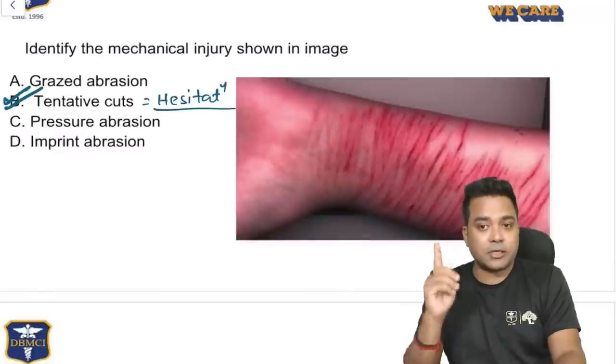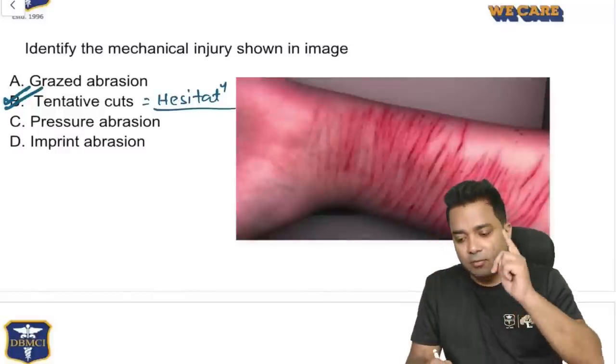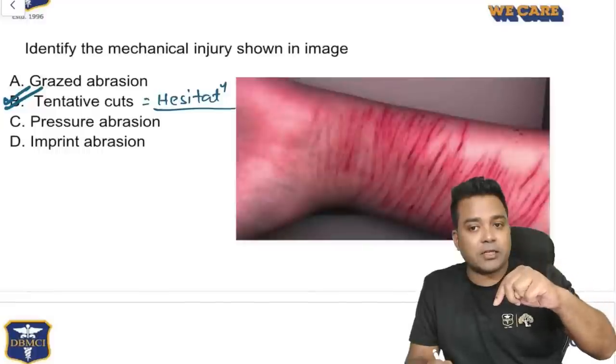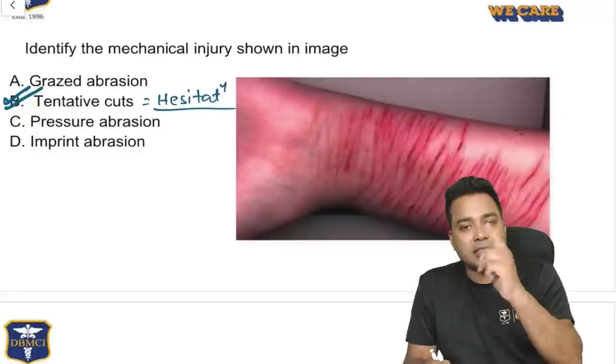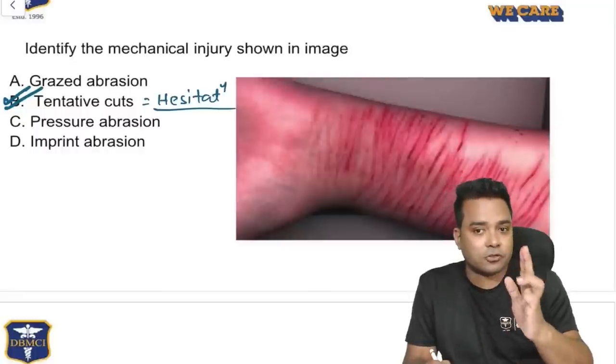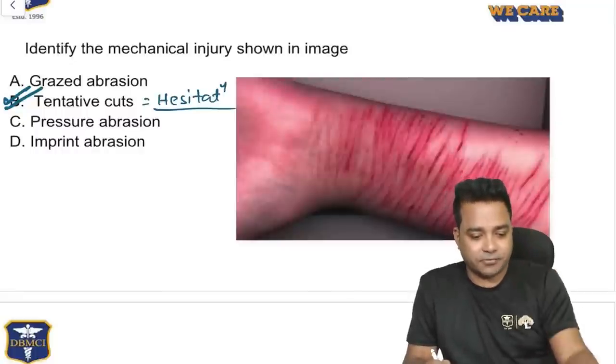Overall, India is an agriculture-based country, so OPC poisons. But this answer will change if they ask particularly what is the most commonly used suicidal poison in the North Indian population. Based on NCRB data, your answer will go with self-harm. Again, revised.